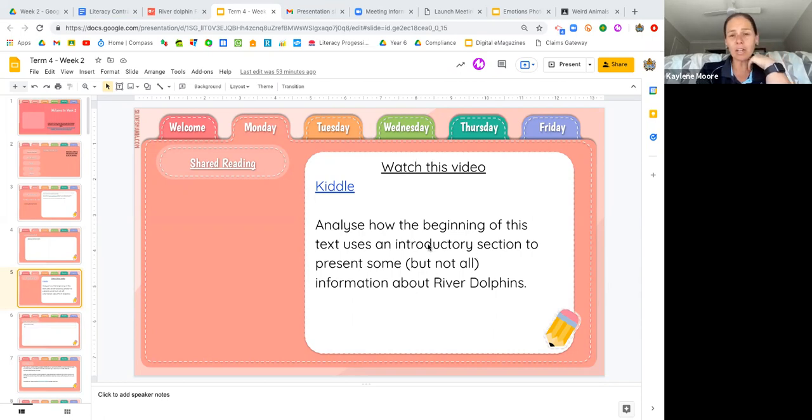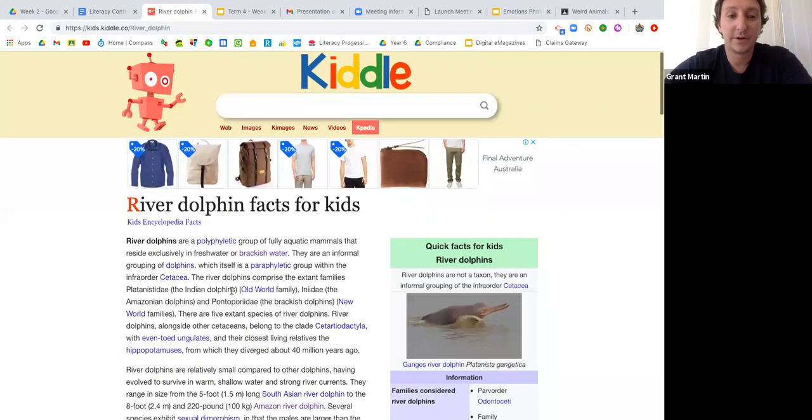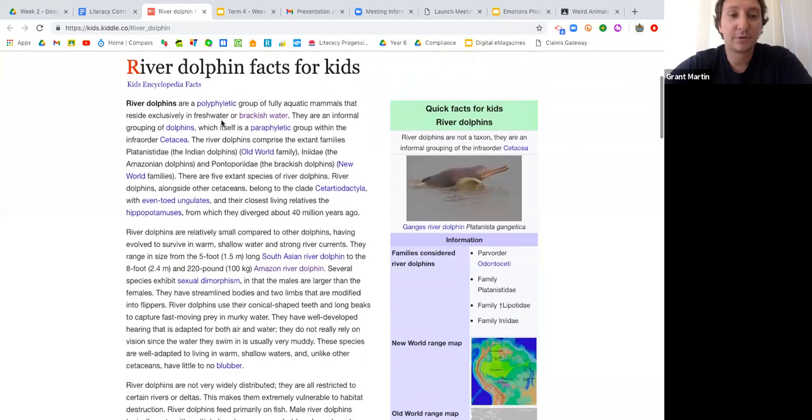So today we're going to be looking at the introduction, and it's really important. As we read through it, Mrs. Moore and I have already read through this.